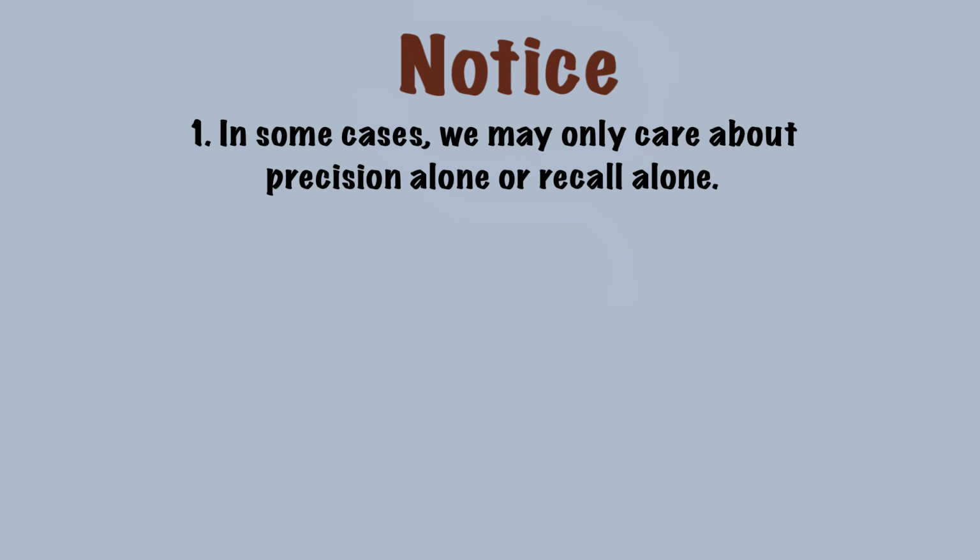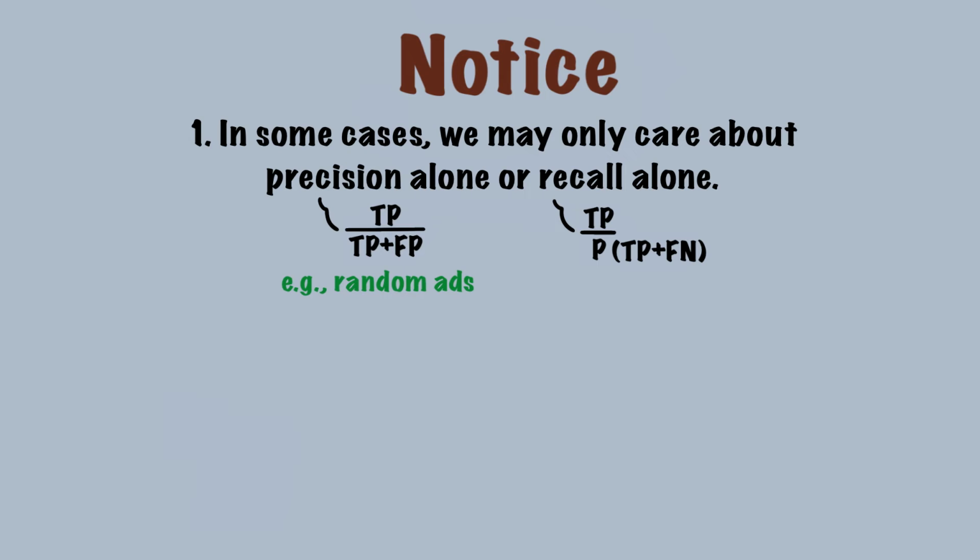Last, I want to remind you two things. The first one is, in some cases, we may only care about precision alone or recall alone. Here are the formulas. Can you think of the situation when we only care about precision? The most common case is a random advertisement. To illustrate, when we put an advertisement online, we target people who we believe to be potential customers. What we care about is the percentage of potential customers that literally buy our products and become actual customers. And this is exactly the concept of precision.